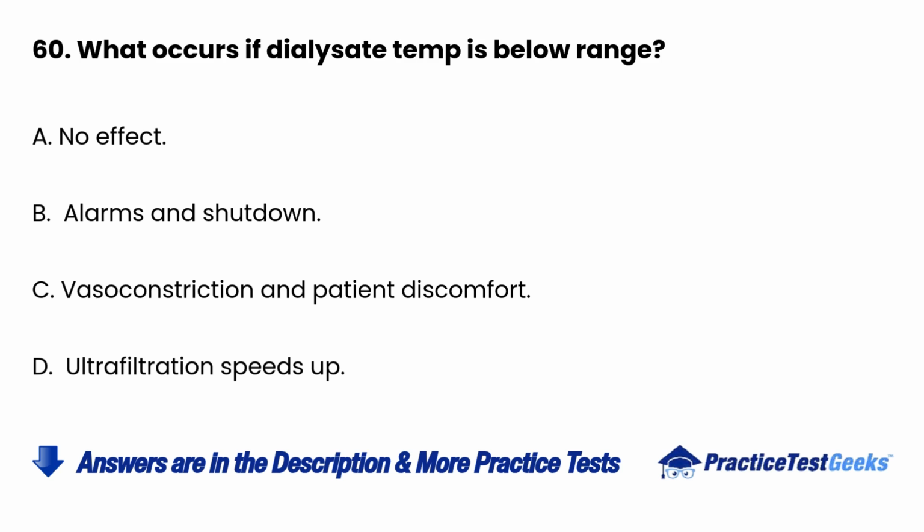60. What occurs if dialysate temp is below range? A. No effect. B. Alarms and shutdown. C. Vasoconstriction and patient discomfort. D. Ultrafiltration speeds up.